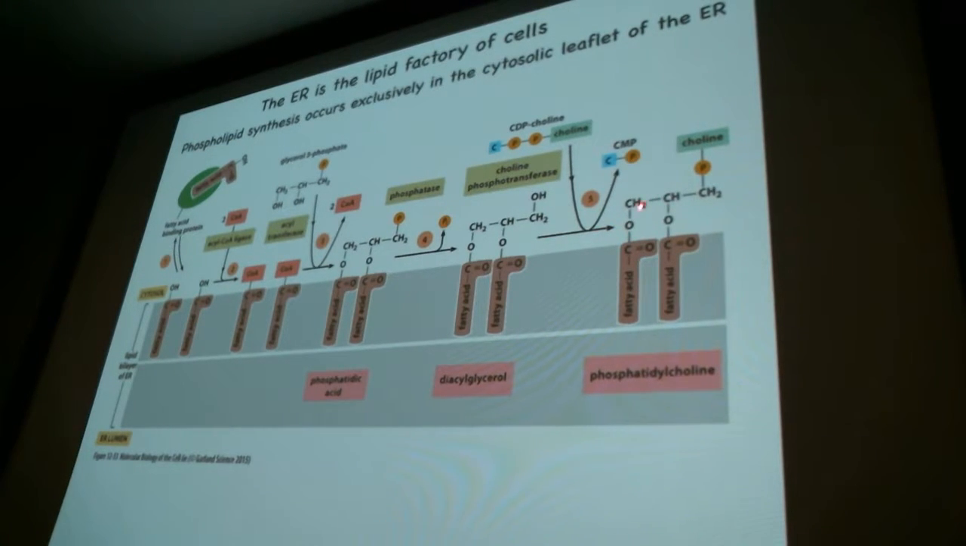And we already discussed that in some cases, and I'm going to show you more examples, after all this is assembled, it has to flip to the inside. So there are enzymes also that promote this flipping. So this is an example of how phosphatidylcholine would be built first, forming phosphatidic acid, then diacylglycerol, and finally phosphatidylcholine with the addition of the choline head group.